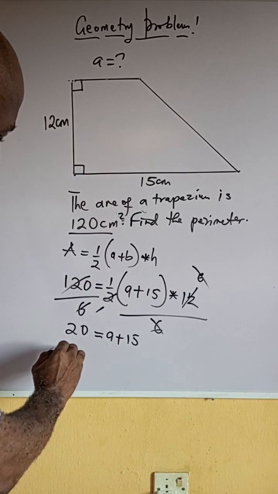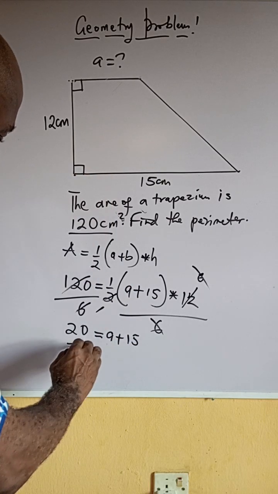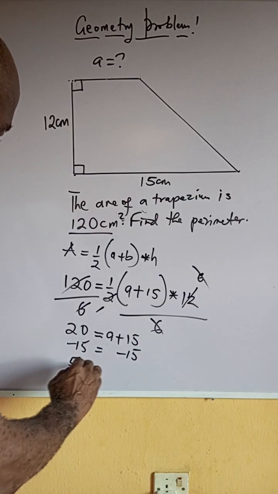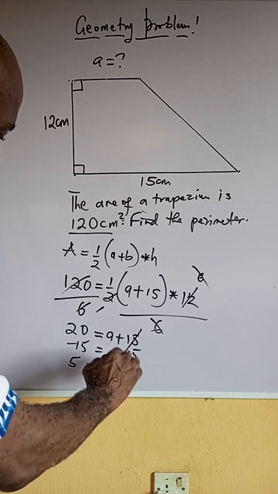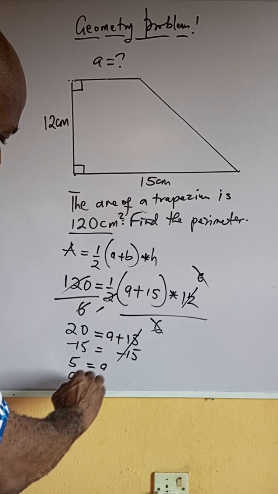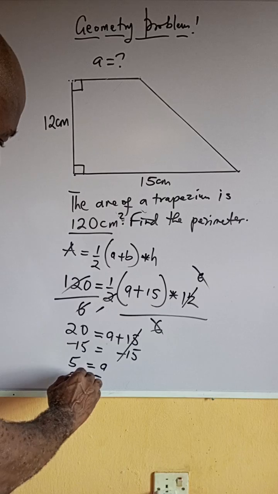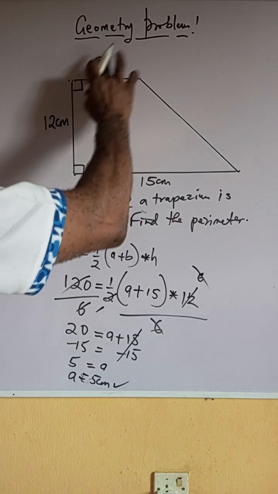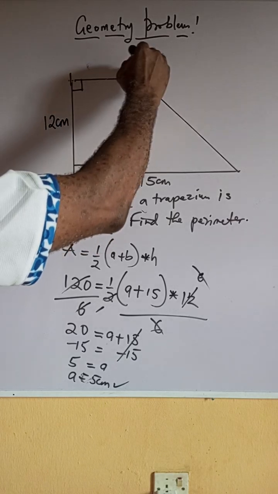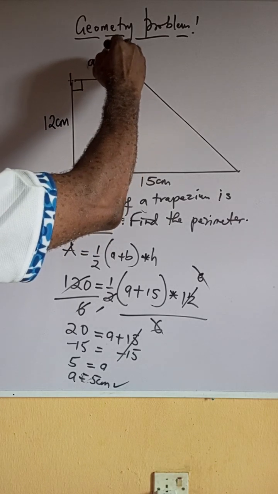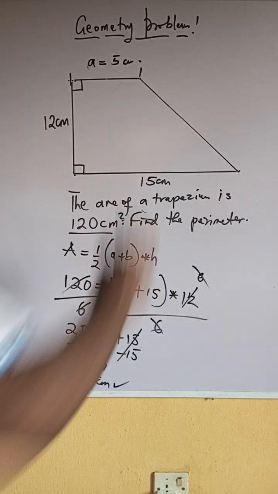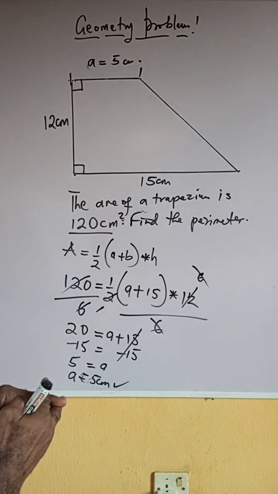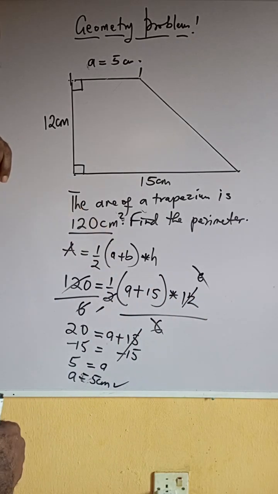So here, if I take away 15 from both sides, I will have that 5 is equal to A, since plus 15 takes care of minus 15. So A is equal to 5. A is equal to 5 cm. So we have been able to establish that this distance from here to here, which we call A, is now 5 centimeter. What other information do we need to help us determine the perimeter of this shape?